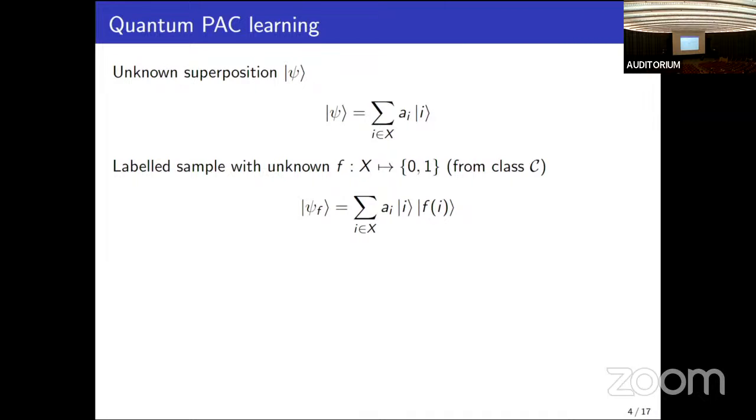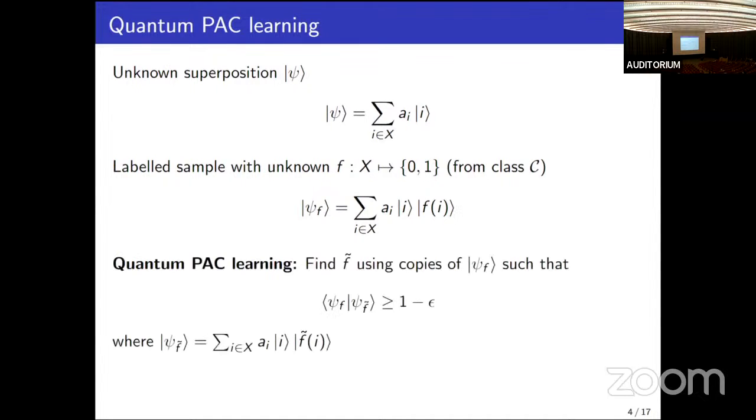Basically, in ket psi, you replace each ket i with ket i, ket f(i). Notice that this labeled quantum sample is well defined for every binary function f. However, we are mainly interested in the case where this f belongs to a known function class, say C. With this, the problem of quantum PAC learning is as follows. Given access to these quantum samples, you are supposed to find an approximation f tilde to f such that the corresponding labeled quantum samples are close to each other. That is, their inner product is at least 1 minus epsilon.